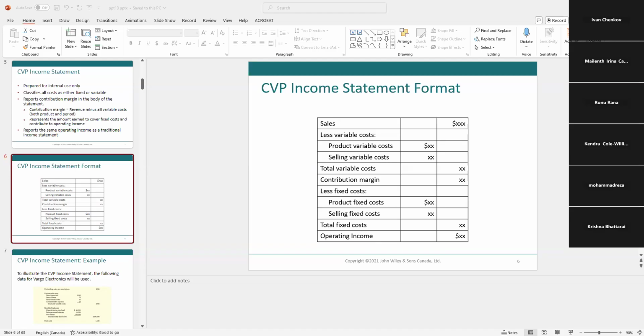I'm waiting for my Excel to start acting. And once I have it done, I'm going to show it on my screen.